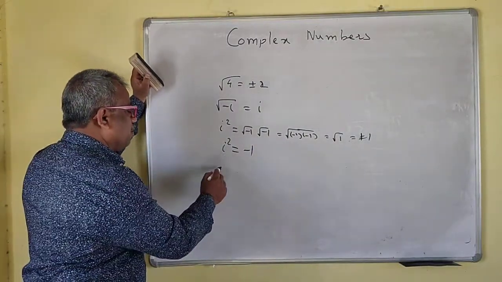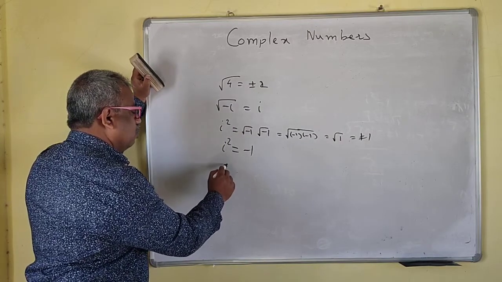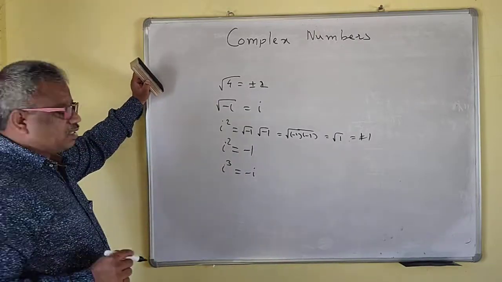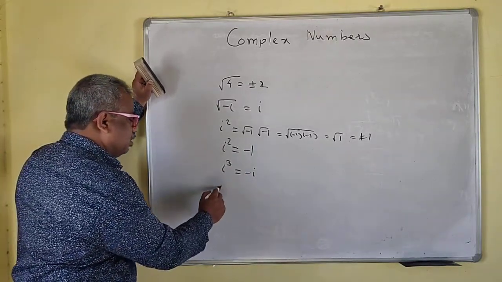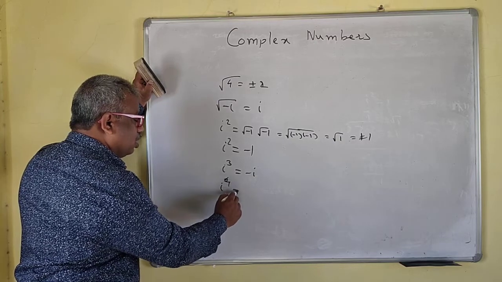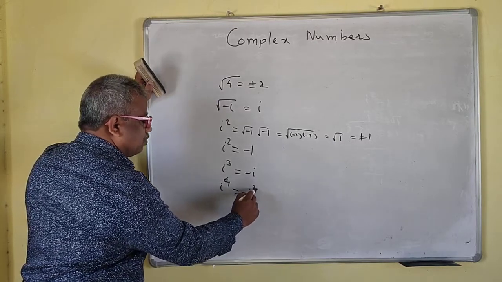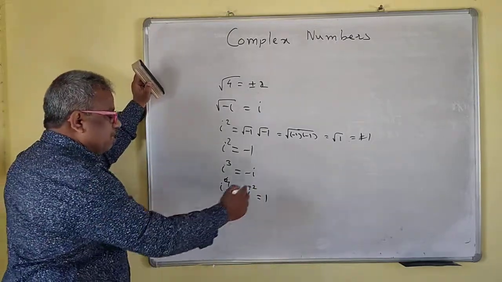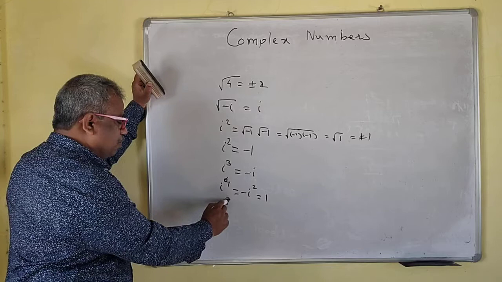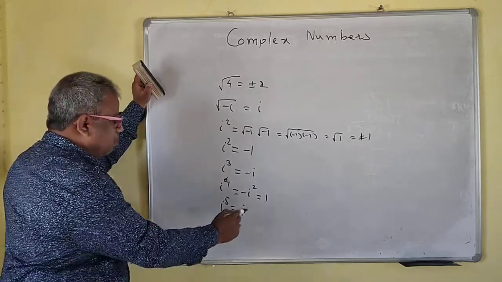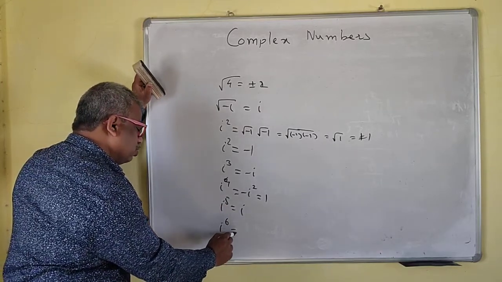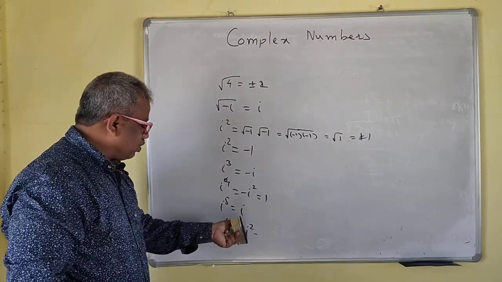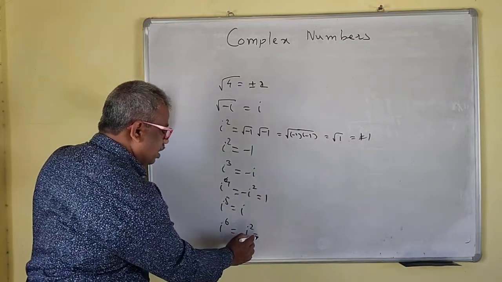Now see, if you multiply by i, this will be i cube, which is minus i. i cube is minus i. Again, if you multiply by i, i to the power 4 is nothing but minus i squared, but i squared is minus 1, so minus becomes plus. Again, if you multiply by i, i to the power 5 is i. If you multiply by i, i to the power 6 is i squared, which is minus 1.